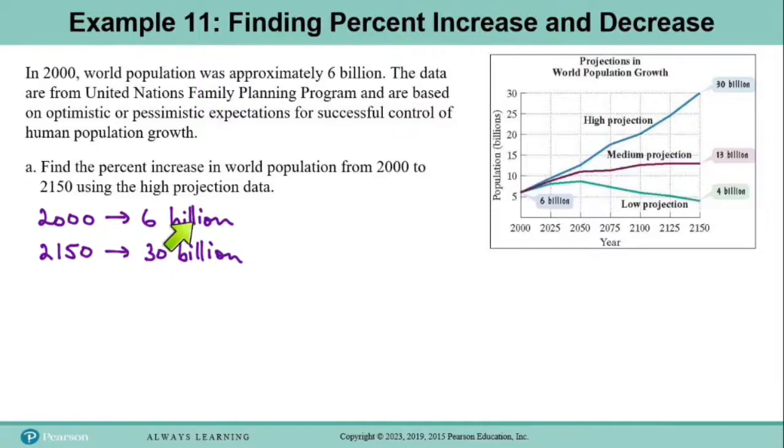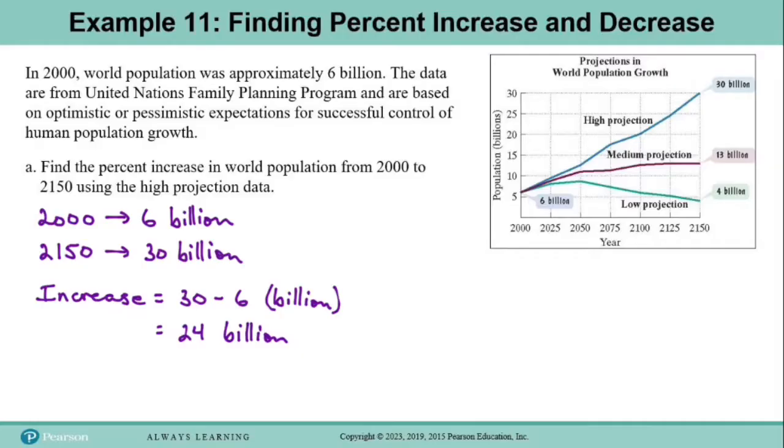So what is the amount of increase here? Well, to find the increase, we just subtract the 30 billion that we finish with minus the 6 billion that we started with, which means a population increase of 24 billion.